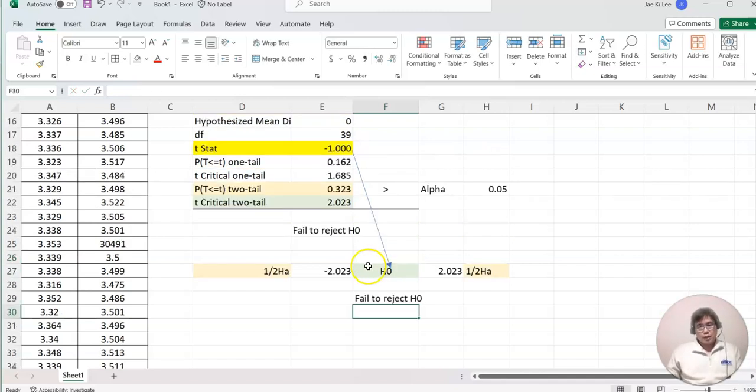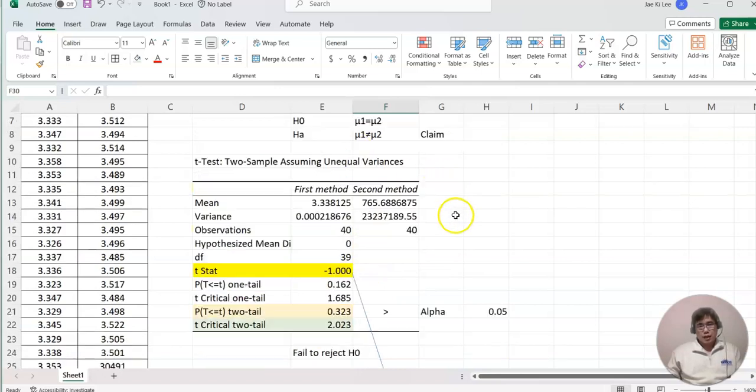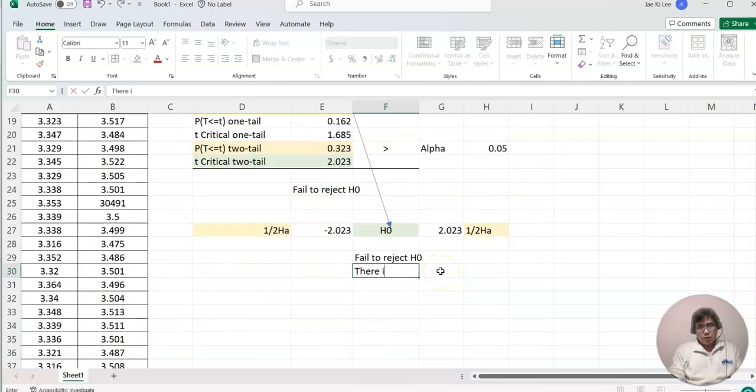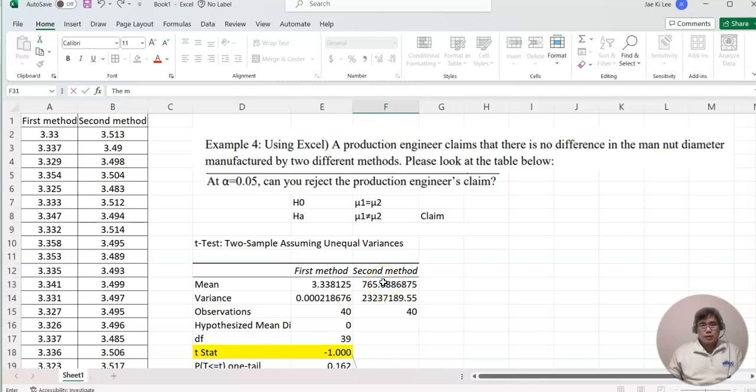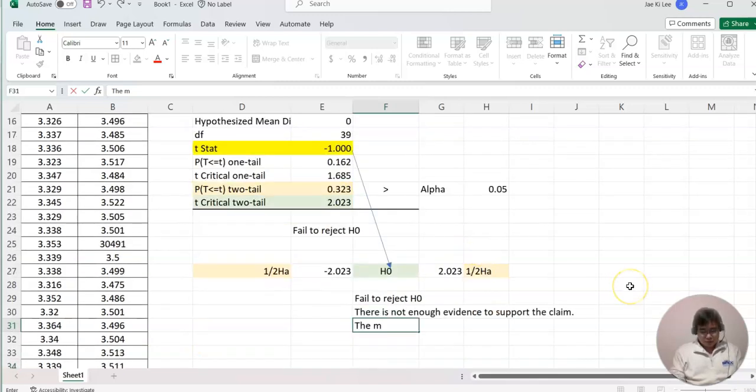Fail to reject H0. Now our claim was on HA, so we can say there is not enough evidence to support the claim. So what was this? The mean nut diameter of the two methods are not that different. That will be the conclusion for this problem.